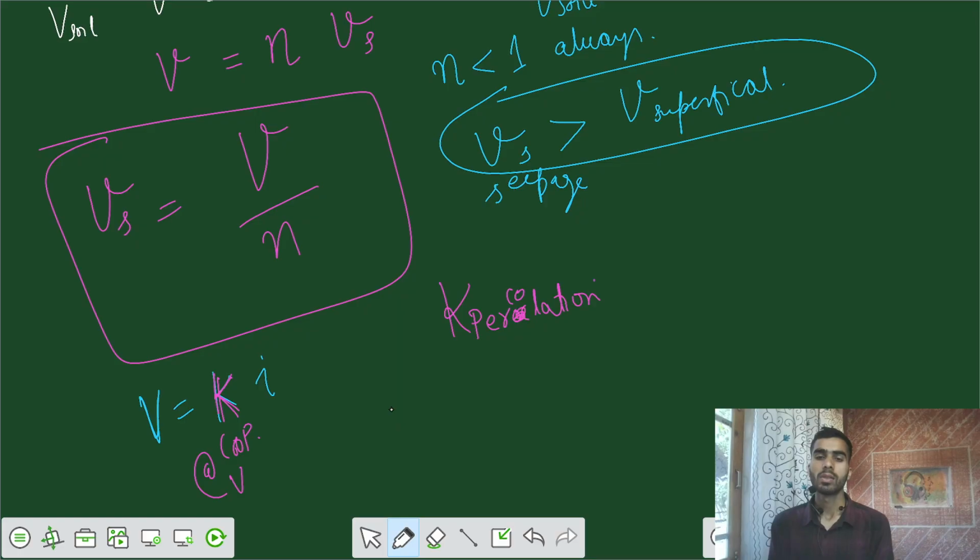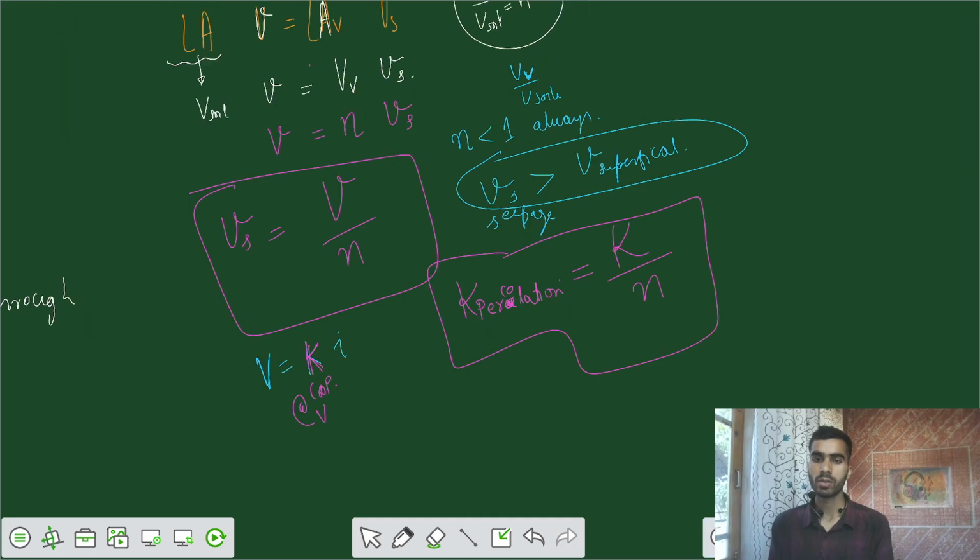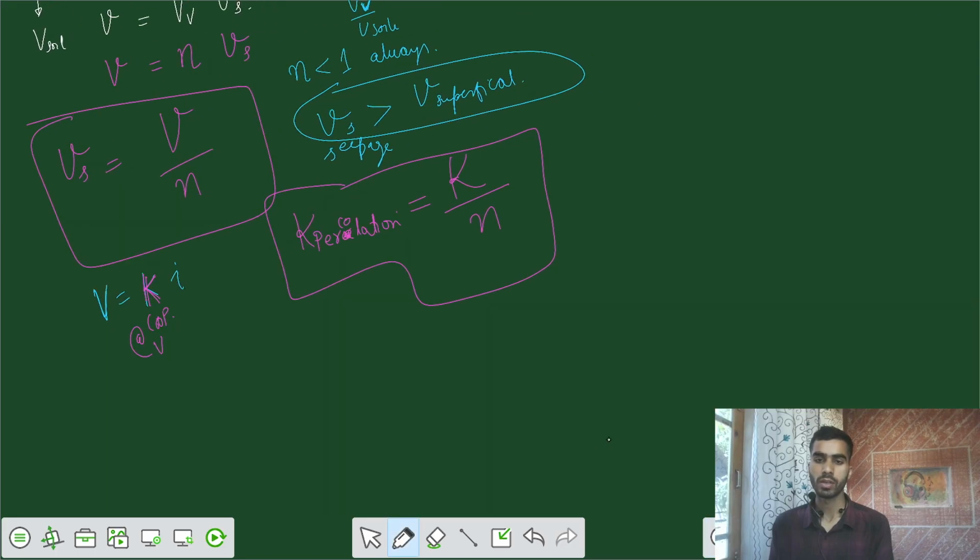Okay, so that's given by the coefficient of permeability divided by porosity n, that is, the superficial velocity divided by n. So that's one more term for permeability, the coefficient of percolation, and that would always be greater than the coefficient of permeability.